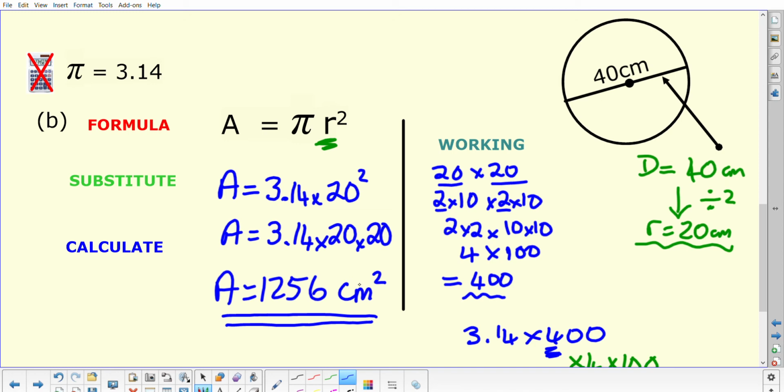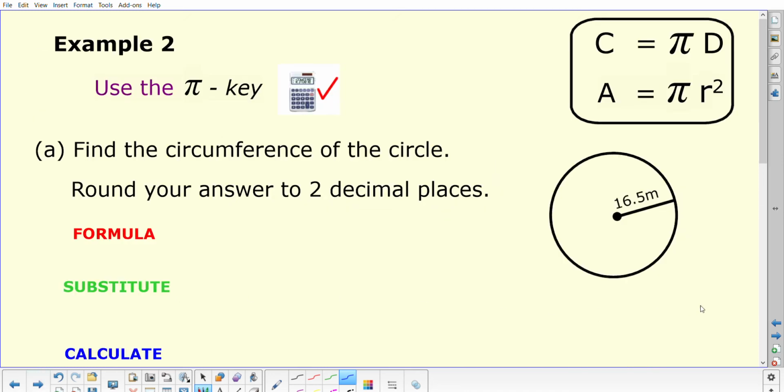So that's what your working should look like in a non-calculator question. We should have a formula. You substitute into the formula. Any working like this would appear at the side if you're not using a calculator, and then you get your answer. And the other thing is that we replace the pi value with just the short truncated version, the 3.14, but that's only when we're told to do that.